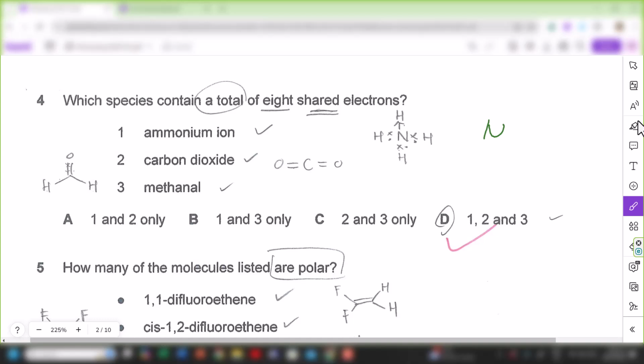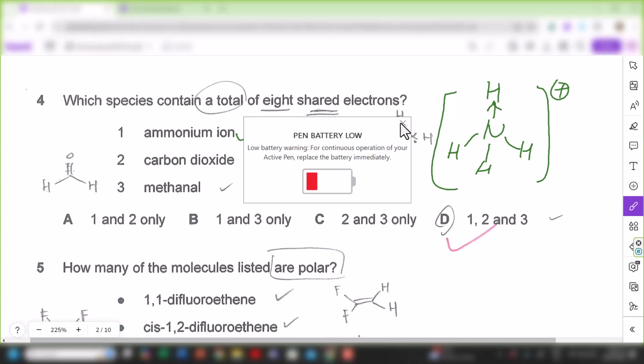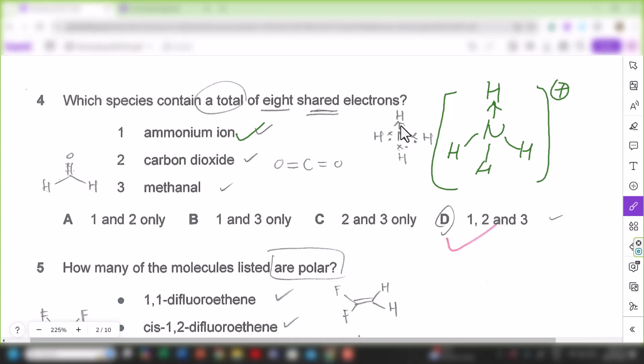I think for me, just drawing the structural formula will help me. So this is N with H like this, and the whole thing has a plus charge. The number of shared electrons in this case: 2, 4, 6, 8, because there are 4 single bonds. So ammonium, yes. CO2, the student drew it here, so I'm not going to redraw. So 4 times 2, so 8 in total.